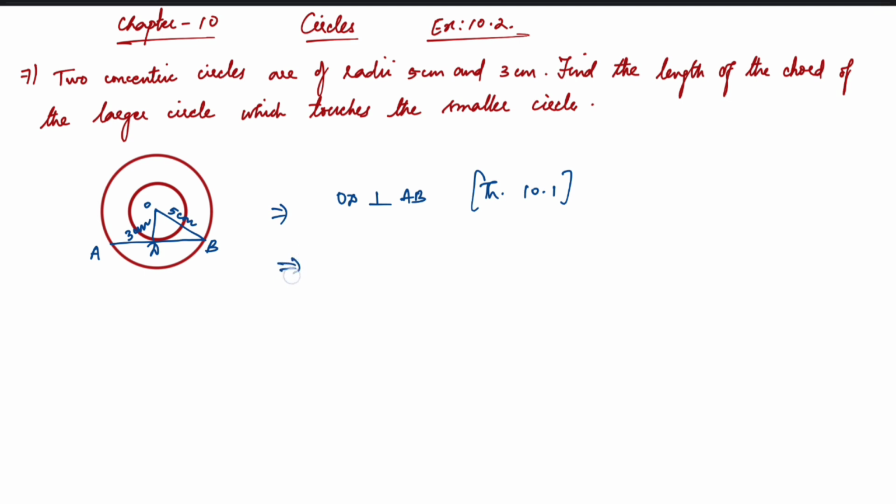This also implies that AD is equal to BD, because the perpendicular from the center to the chord bisects the chord. Perpendicular from the center to the chord bisects the chord.